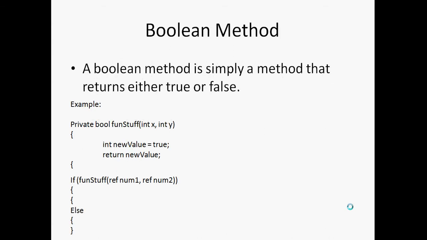And then a Boolean method. A Boolean method is simply a method that returns either true or false. So we got private bool, fun stuff, and then I put int x, int y, and then I put an int new value equals true, and then return new value. And so if we use an if statement in the program, we do if statement fun stuff, and then we got to put references in there for number 1 and number 2, and now return a true or false.